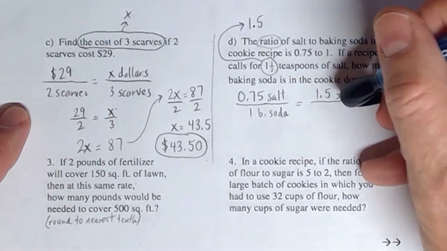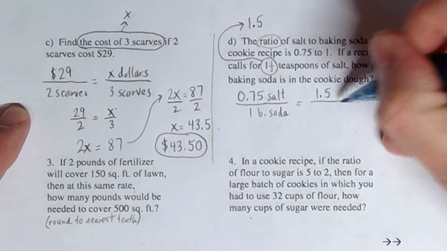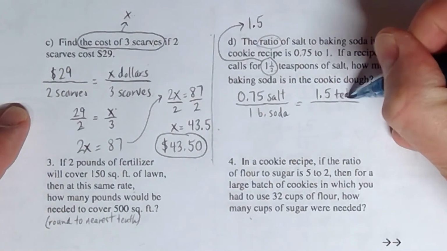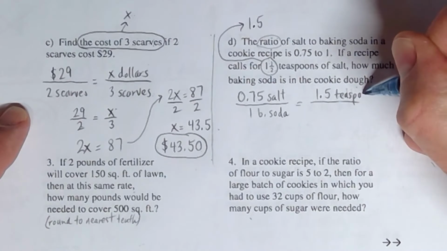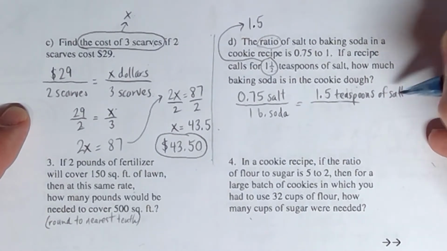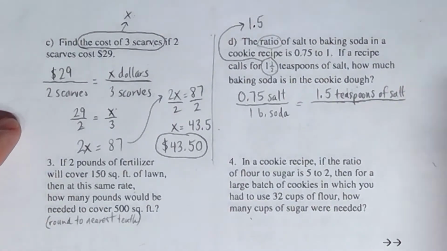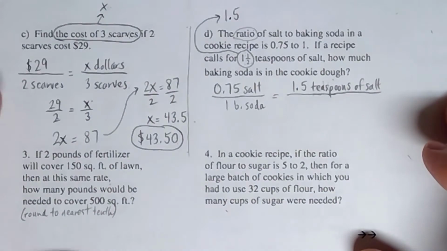Now, I need to mention one other thing here. They did mention that this isn't just 1.5, it's 1.5 what? It's 1.5 teaspoons of salt, right? So we need to write down all that information. They would not mention teaspoons if that wasn't important. So let's get that in there.